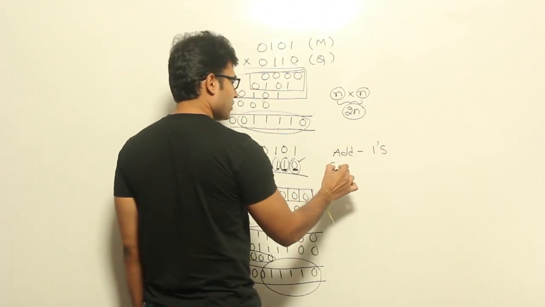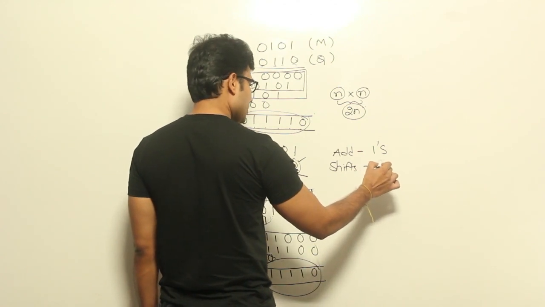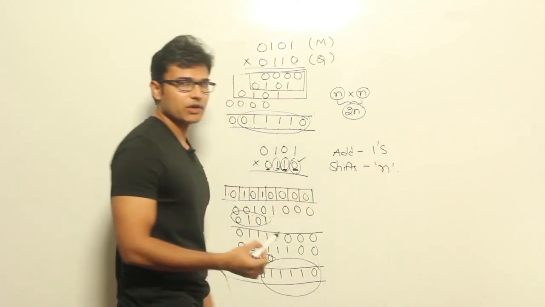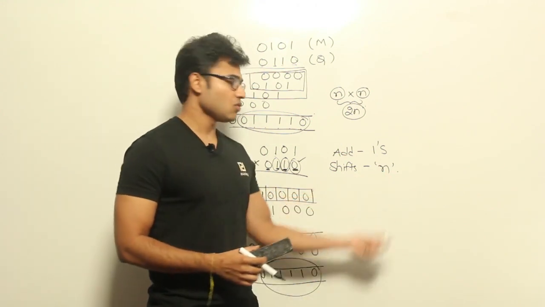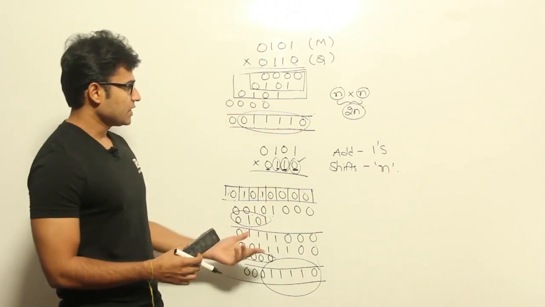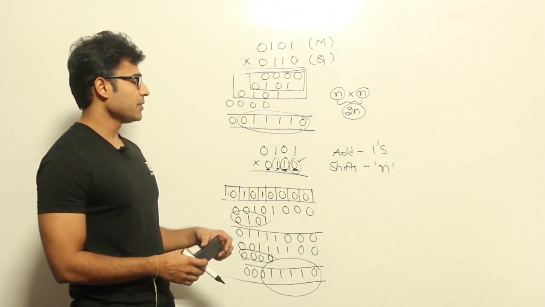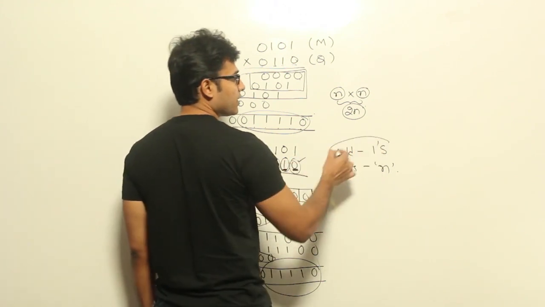And how many shifts are required? The number of shifts required is equal to the number of bits in the multiplier, got it? If you assume that there are n bits in the multiplier, then you have to shift n times. So n additions are required and n shifts are required. Now we shall see one more algorithm that will be able to perform better than this in terms of the number of additions required, right?